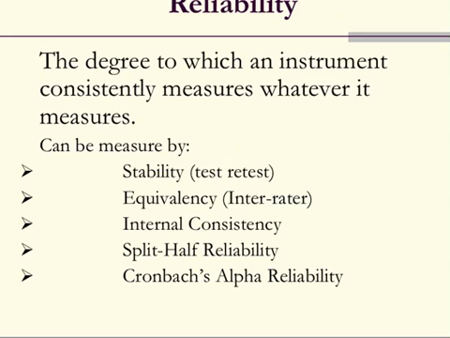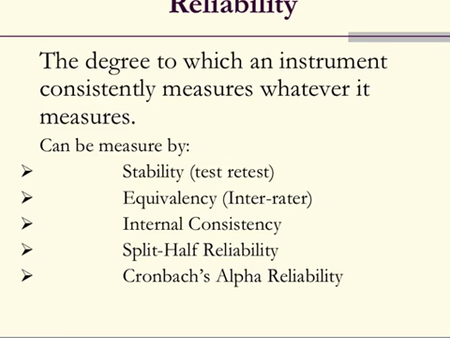So let's check out reliability. Reliability is the degree to which an instrument consistently measures whatever it measures. This is different than validity. Validity is measuring what it's supposed to measure. Reliability is consistently measuring whatever it measures.